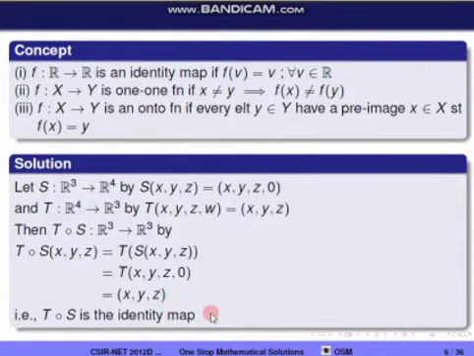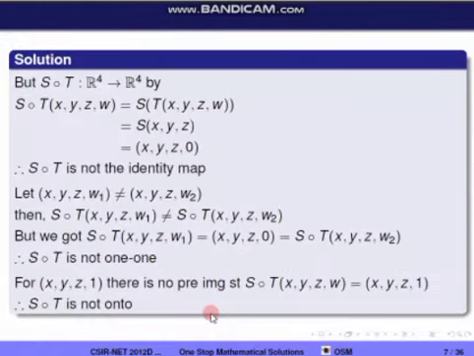Now we'll check the properties of S composite T. First I am checking whether it is an identity map. S composite T is a mapping from R4 to R4, and S composite T of (x, y, z, w) is equal to S of T of (x, y, z, w). We know T maps to its 3-tuple, so this is equal to S of (x, y, z). So this is equal to (x, y, z, 0). This implies that S composite T is not the identity map.